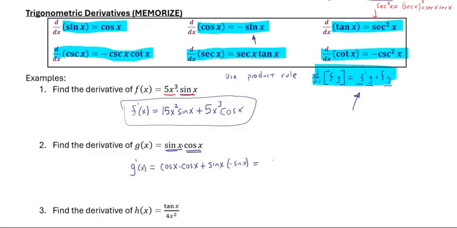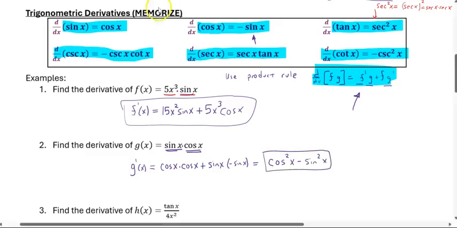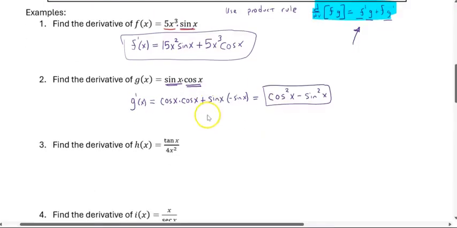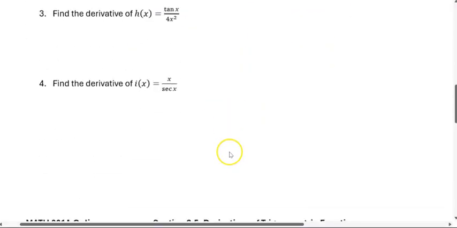So that can be written better, this is where simplification is necessary: cosine x times cosine x is cosine squared x, and sine x times negative sine x is negative sine squared x. Alright, so that's a better simplified answer. Let's take a look at number 3. And number 4, we're going to have some use of the quotient rule.